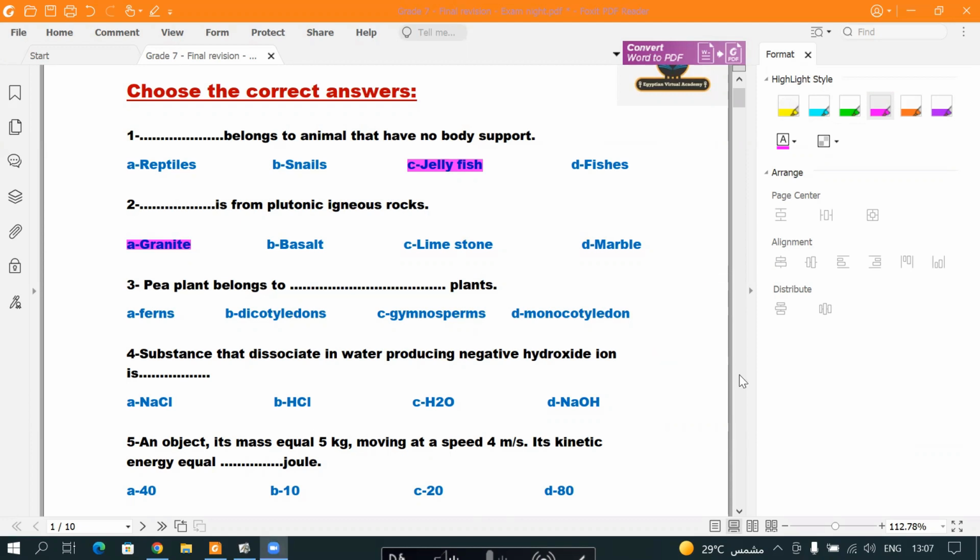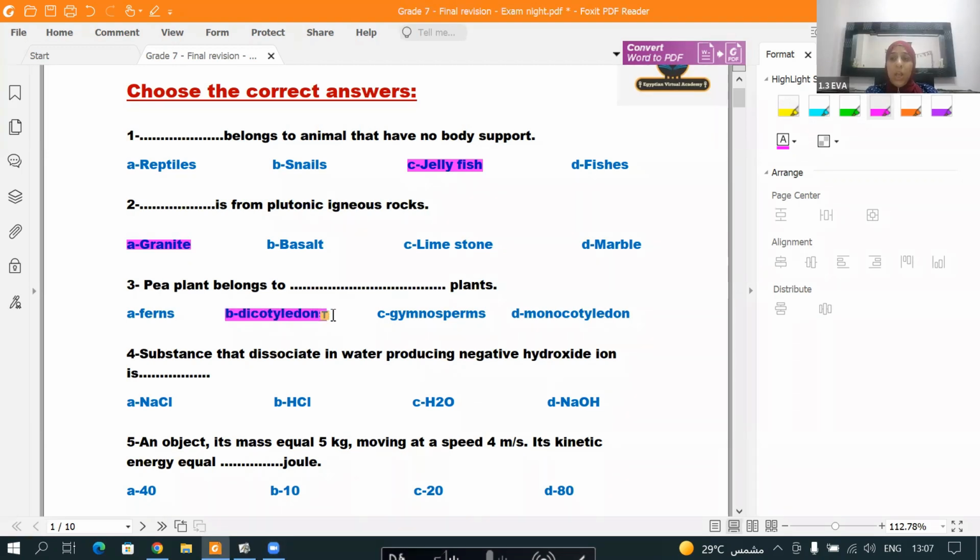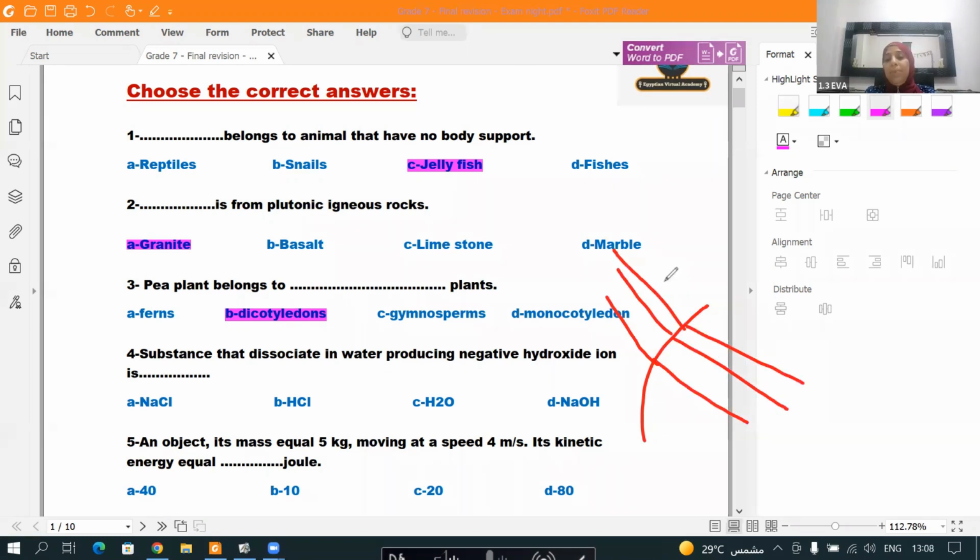Okay, teacher, pea plant belongs to dicotyledon plant. Yes, dicotyledon plant. We divided the plants according to the way of reproduction into plants reproduced by formation of spores like fern and adiantum. If you remember, they have long leaves with a needle shape, and below the surface we have a small leaf here. Below this surface, we have the spores that have a blue or white color. And we have another plant that forms seeds.